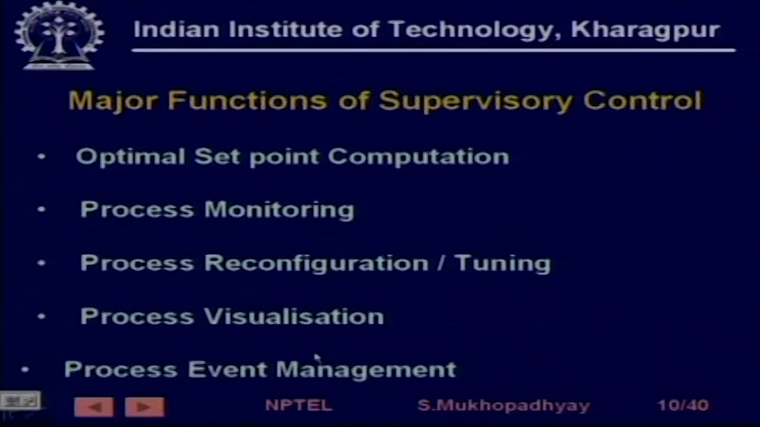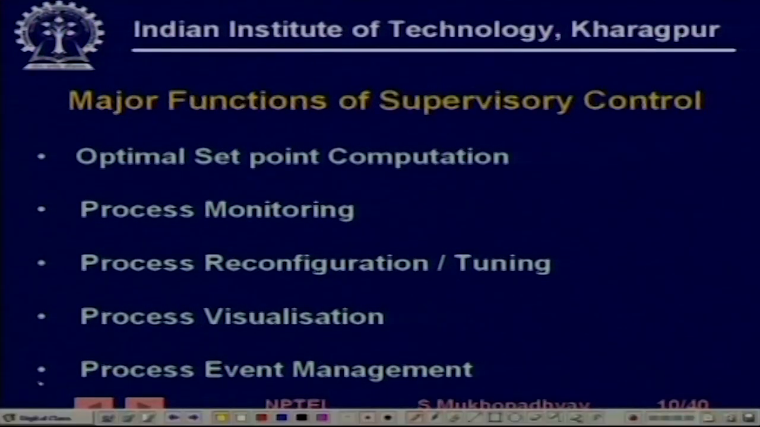So the major functions of supervisory control are the following. First of all, optimal set point computation. Supervisory control is typically concerned with one machine or a group of machines, and their operations have to be coordinated. So you have to give them optimal set points so that they can achieve the performance goals of the production.